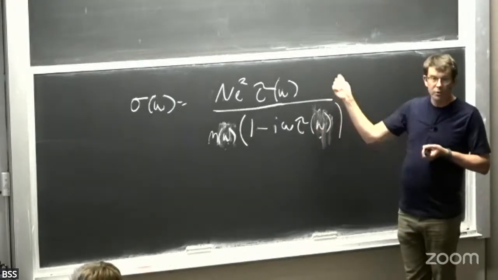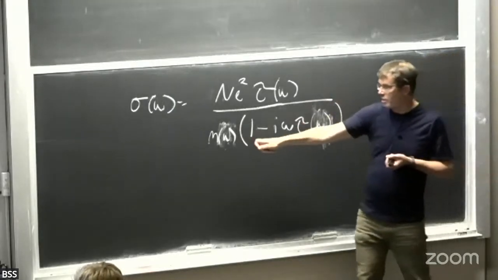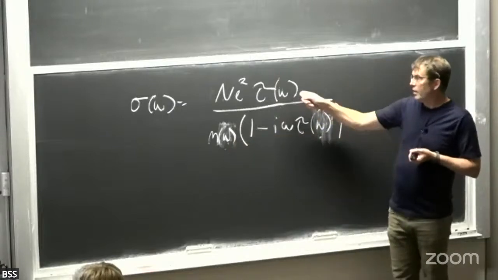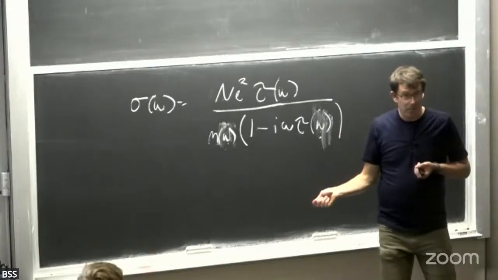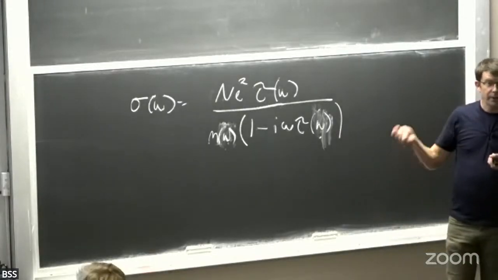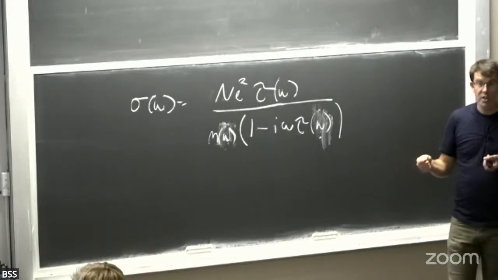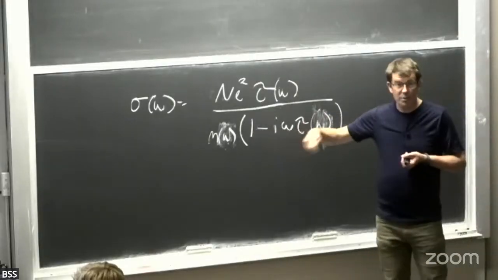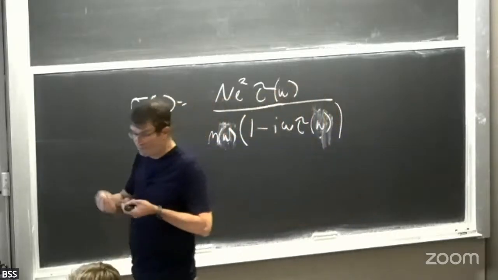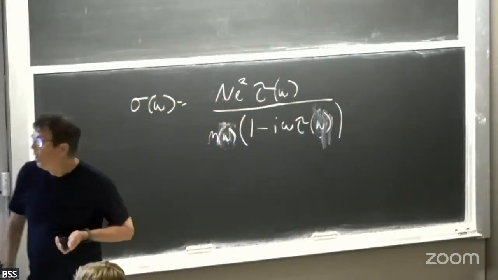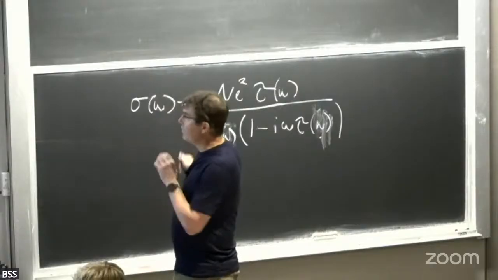So I can solve this expression for mass, or I can solve it for tau or 1 over tau, and then I get a frequency-dependent scattering rate, which is like an imaginary part of a self energy. And then I can solve it for the mass, which is related to a real part of the self energy, those optical self energies, if you will. Okay, good. So that is relevant to what I talked about yesterday.